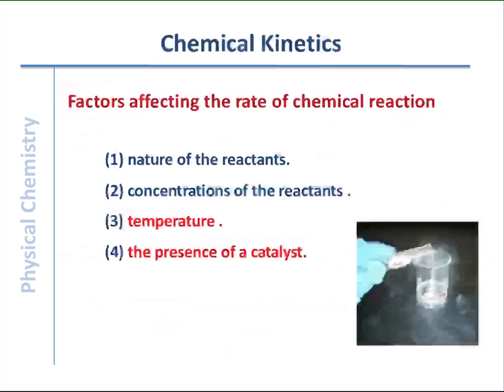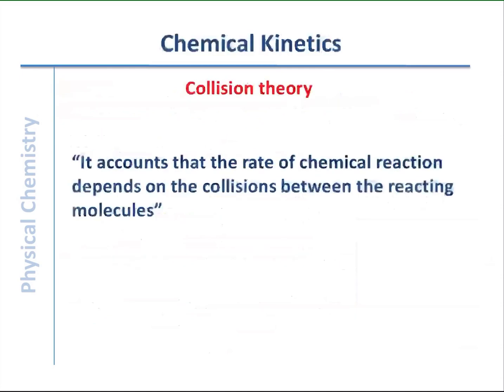So we studied the effect of the nature of the reactant on the rate of chemical reaction. We studied the effect of concentration of the reactant and rate law and reaction order. We will now study the effect of temperature and the presence of a catalyst on the reaction. In the beginning, we have to know that the rate of a chemical reaction depends on the collision between the reacting molecules. This is according to collision theory.